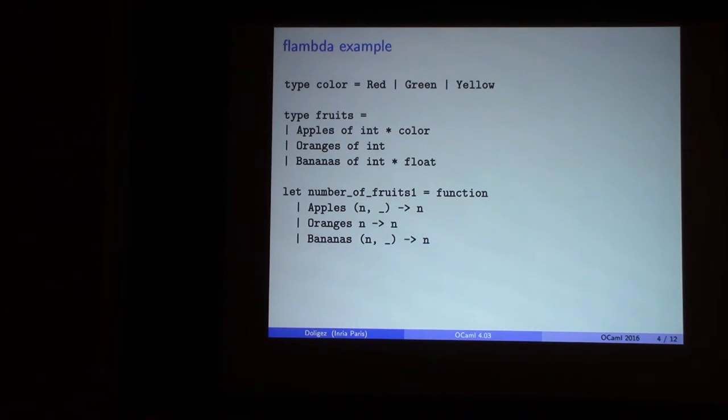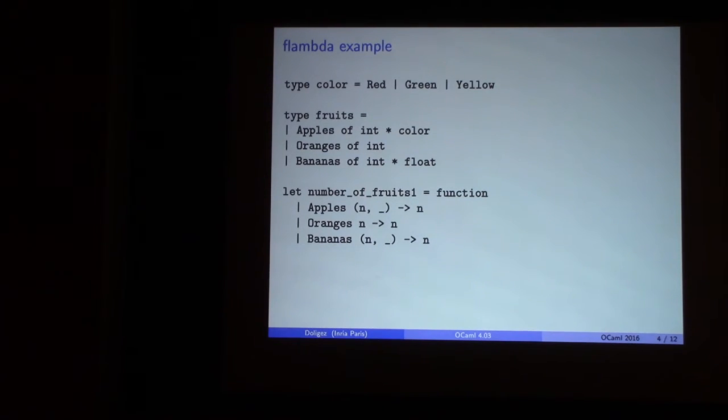So if we want to know the number of fruit in a shipment, this is the function we are going to write. It just does the pattern matching. If it's apples, then return the first argument of the constructor. If it's oranges, return the argument of the constructor. And if it's bananas, return the first argument of the constructor.